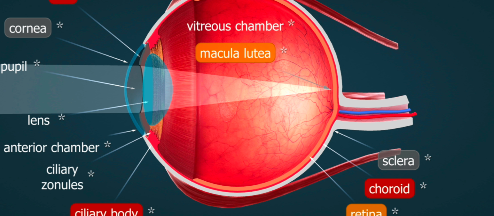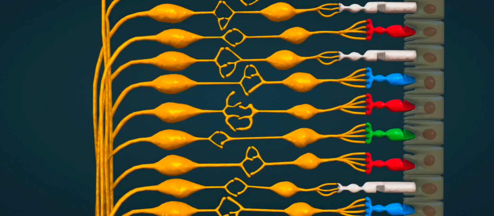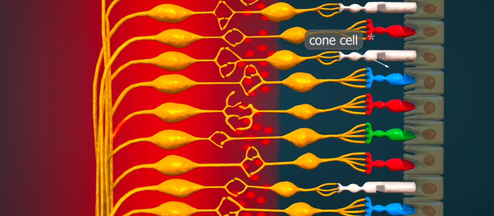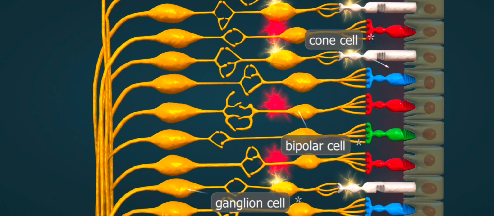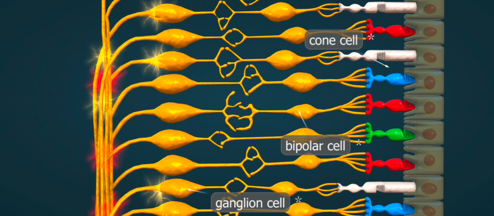The blind spot is the place where the optic nerve passes through the retina. There are no receptor cells here. The impulses produced by the receptors in the retina are transmitted to the brain by the nerve fibers in the optic nerve. The receptors in the retina are called rod cells and cone cells. They transmit impulses to the bipolar cells which stimulate ganglion cells. The axons of the ganglion cells form the optic nerve.